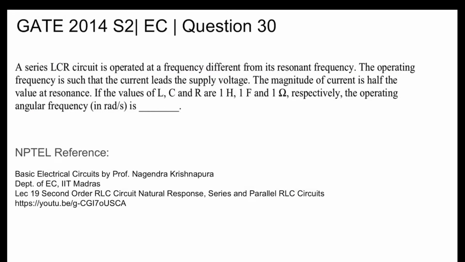GATE 2014 set 2 EC question number 30. A series RLC circuit is operated at a frequency different from its resonant frequency. The operating frequency is such that current leads the supply voltage. The magnitude of current is half the value at resonance. If the values of R, L, C are 1, 1 and 1, the operating angular frequency omega is being asked.